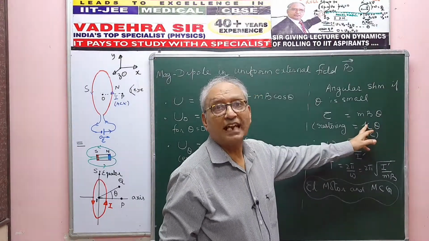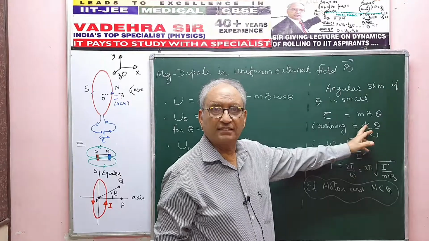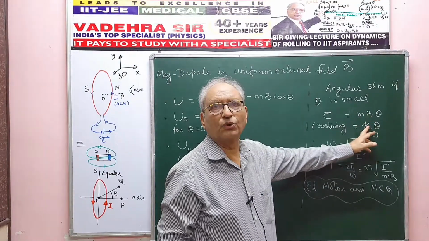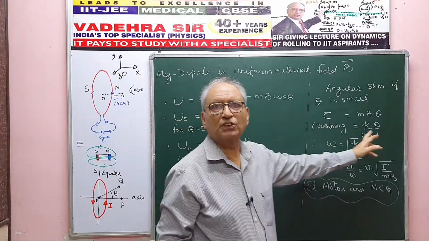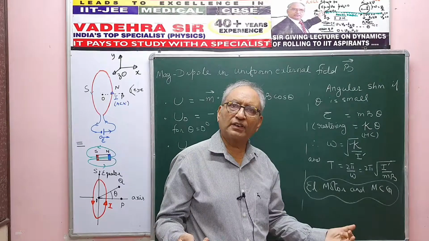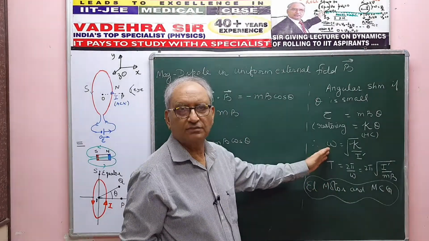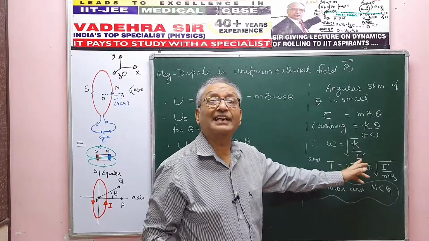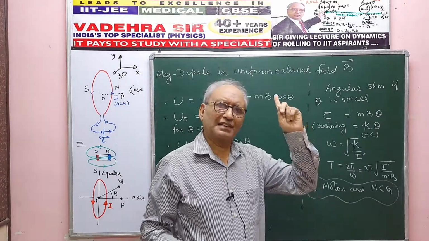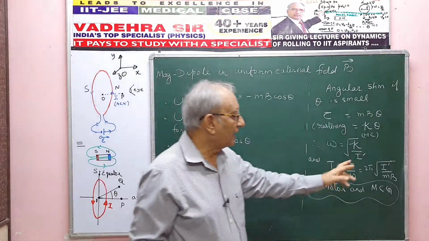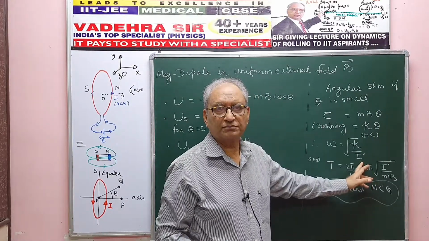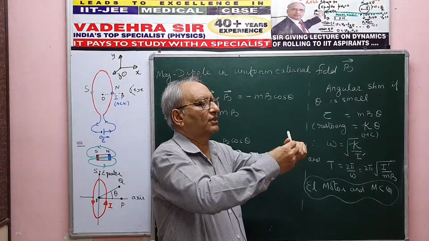I call K', capital K', the Hooke's constant here. Its value is M into B, and if that is so, then the restoring torque is proportional to theta. It is a case of angular SHM. Then it has angular frequency omega, the square root of the Hooke's constant divided by I'. I am using I' for the moment of inertia of the dipole, because I have been using I for the current. So I' is the moment of inertia of the dipole about this axis, because the dipole is rotating like this.